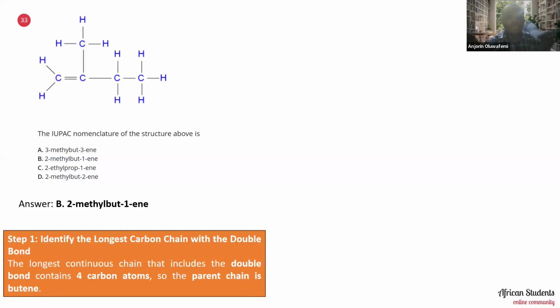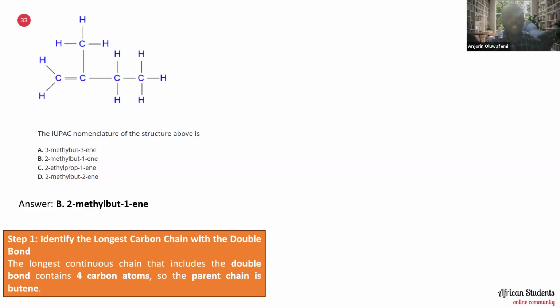Why is it a but-1-yne? Because the double bond is at the terminal carbon, which is the first carbon. So that's why we have the but-1-yne. The double bond position is what gives us that 1-yne that you're looking at. Then you have a substituent attached on the second carbon atom, and that is a methyl group, and that's why we have 2-methylbut-1-yne.